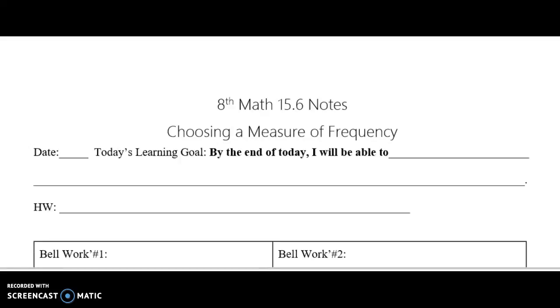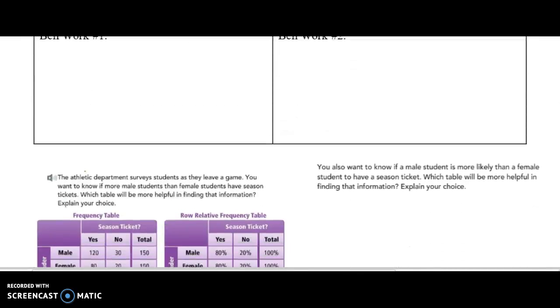Hello, this is 15.6 notes, and it is choosing a measure of frequency. Go ahead and write down today's date and the learning goal, the homework, and the bell work, and then we can go ahead and get started.